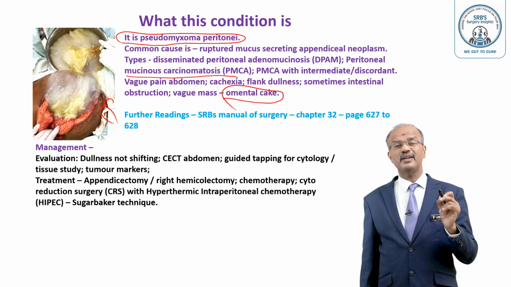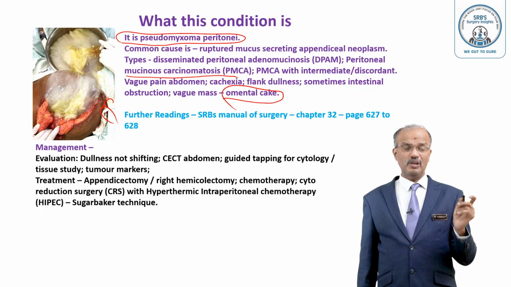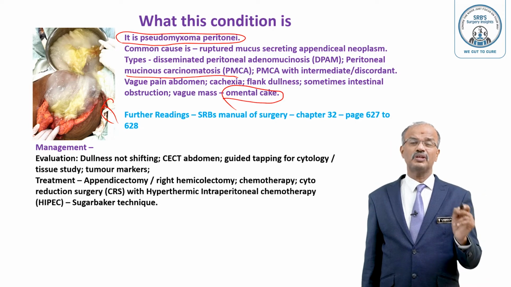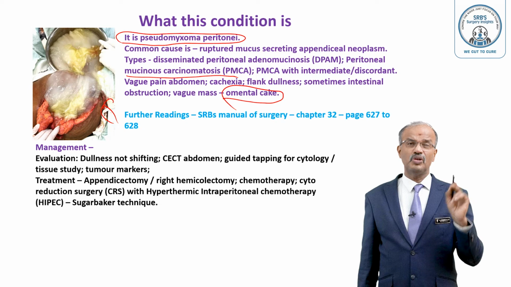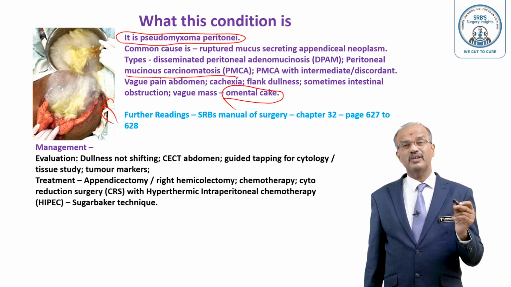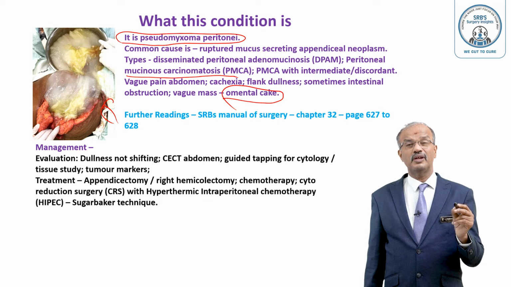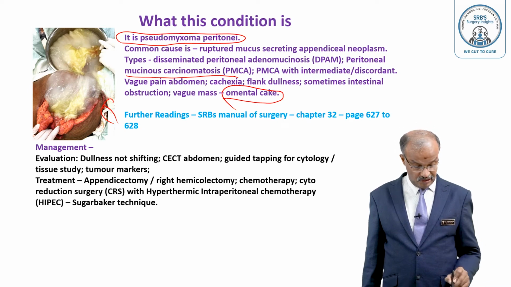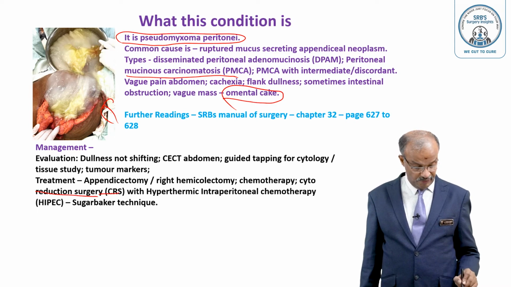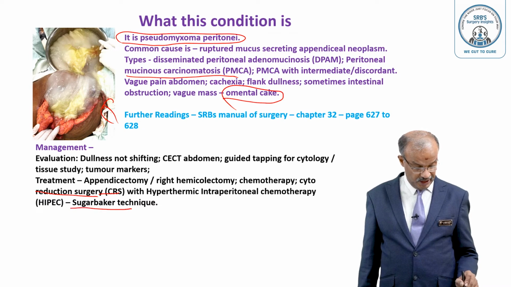CT abdomen, CT-guided aspiration, peritoneal biopsy, tumor markers. A CT-guided biopsy of the tumor tissue itself can be done, and with the tumor markers you will be able to get the diagnosis. Then treatment is appendectomy or right hemicolectomy, then cytoreduction surgery. That is important, CRS. Now it is commonly done with hyperthermic intraperitoneal chemotherapy, the Sugarbaker technique, HIPEC.